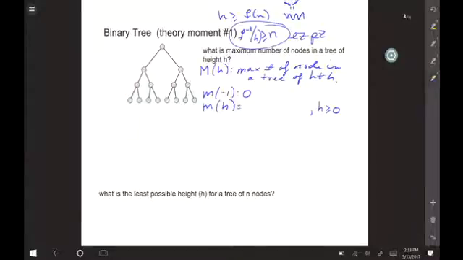I don't know what this value is. I better think about it recursively, right? So give me a description of the maximum number of nodes I can put into a tree of height h. Yeah, it's a binary tree. It's a perfect tree, just in case you're thinking about it. I know I've got 1 for the root. Tell me about these guys. How many nodes can I put in them?